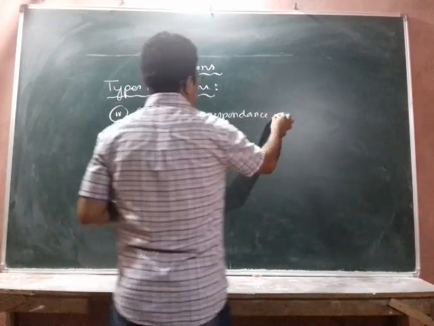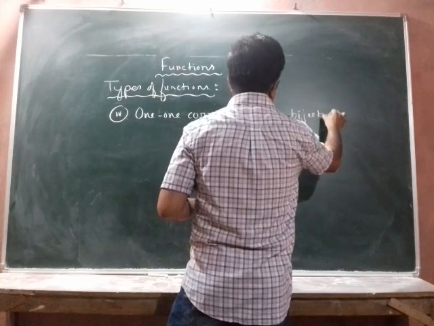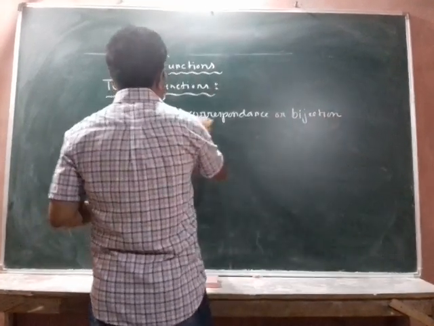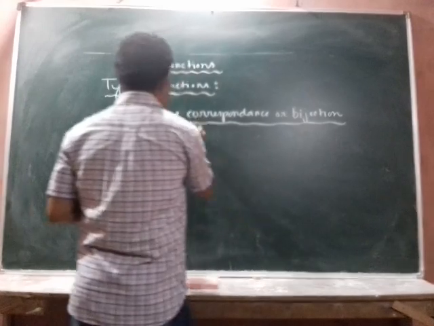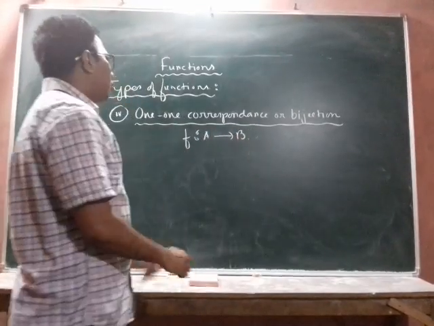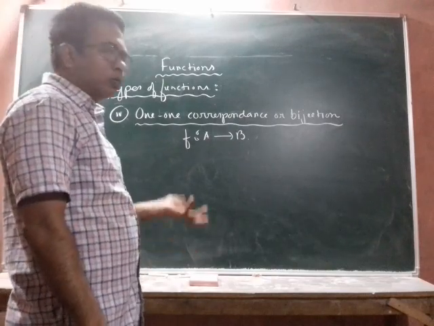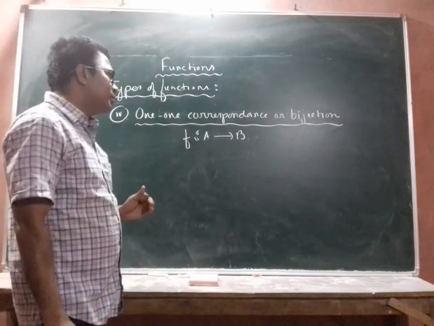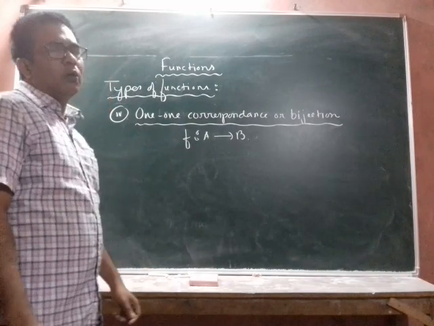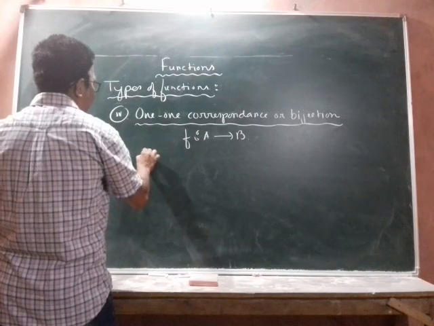1-1 correspondence or bijection. So this is a simple one. A function f from A to B is said to be a 1-1 correspondence or bijection if it is both 1-1 and onto. Both the conditions, 1-1 and onto, must be satisfied, then the function is said to be 1-1 onto. Next one is the into function.